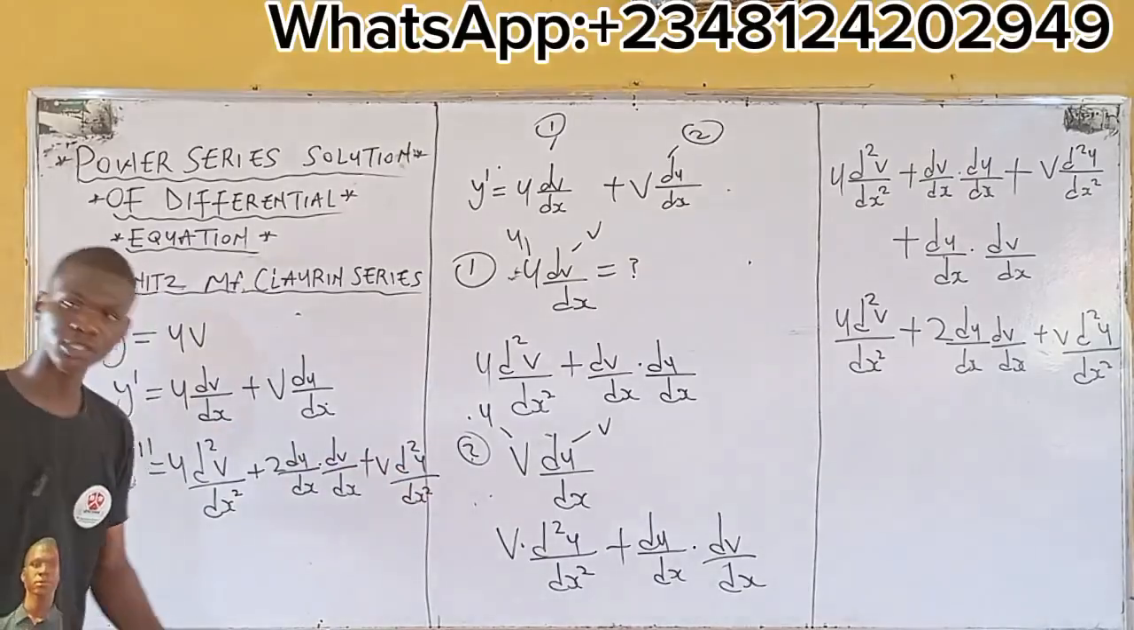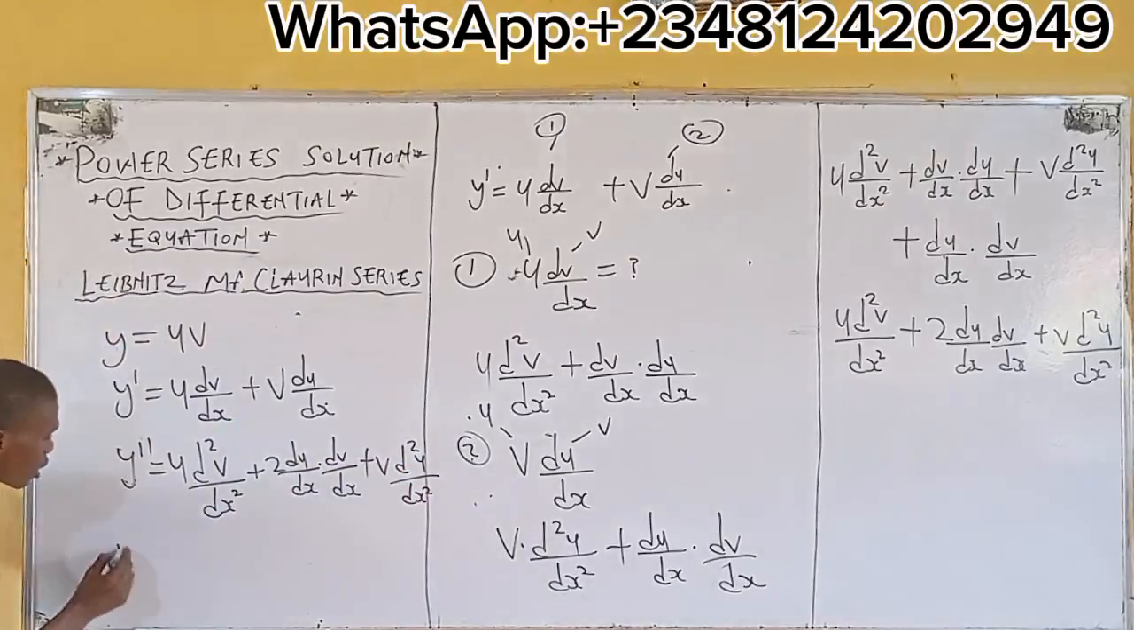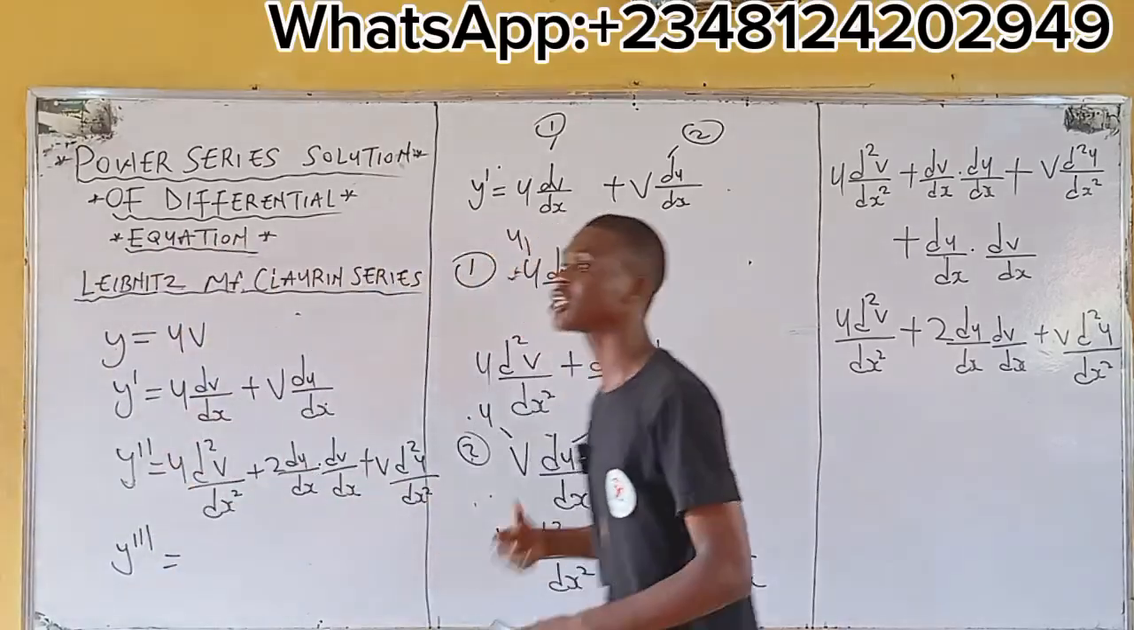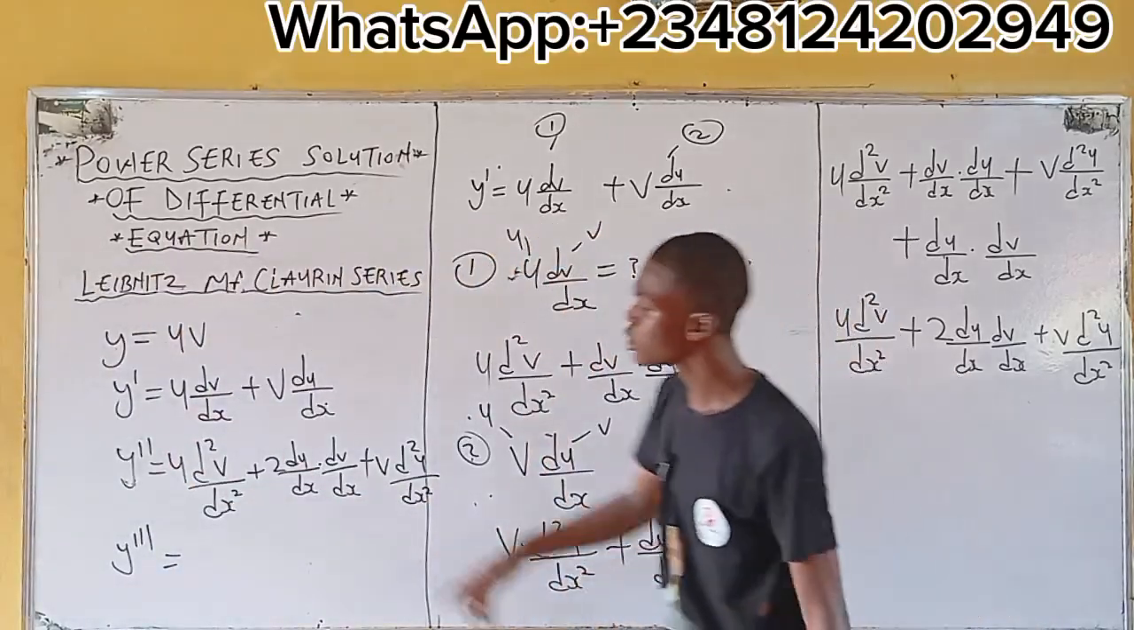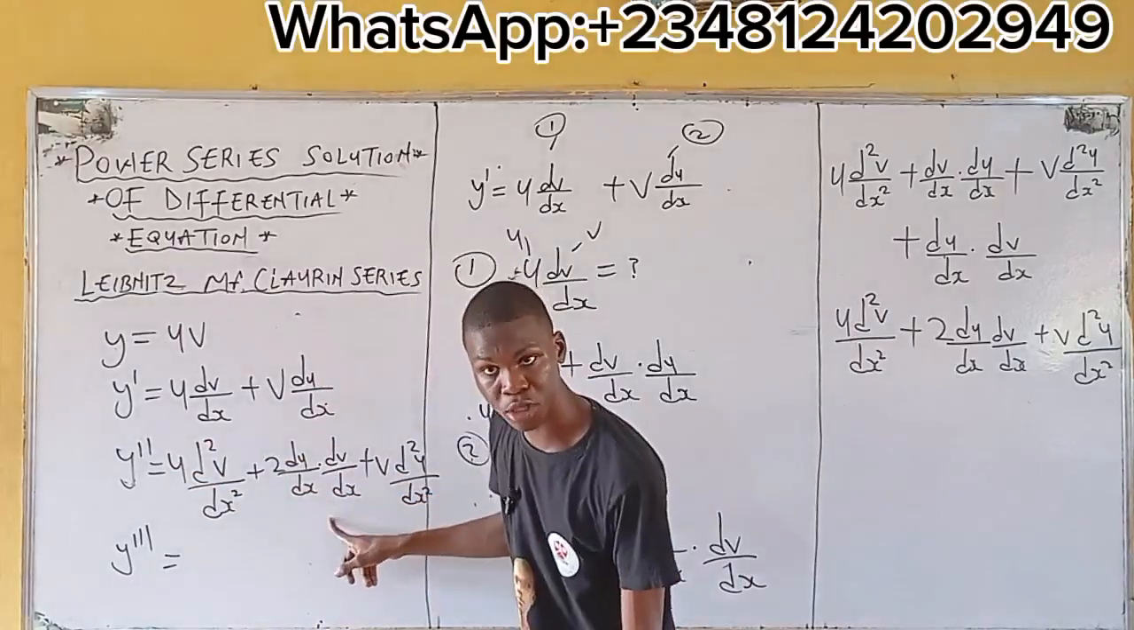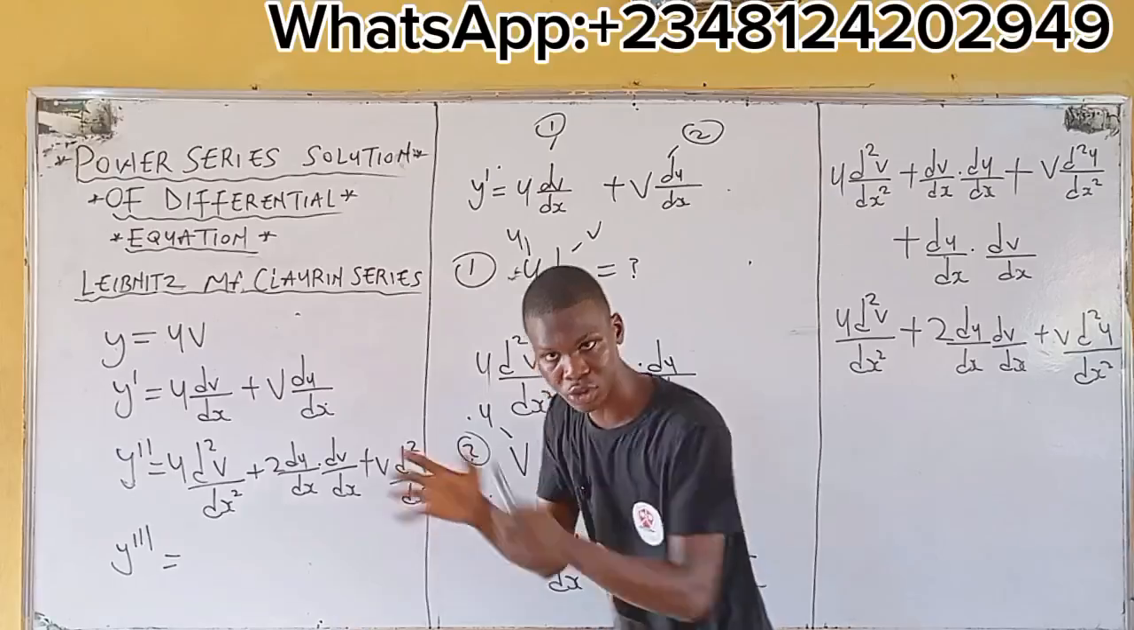Let's find the third derivative, meaning y triple prime. By the third derivative, we are saying that you are going to solve this using product rule, solve this using product rule, then sum it together.